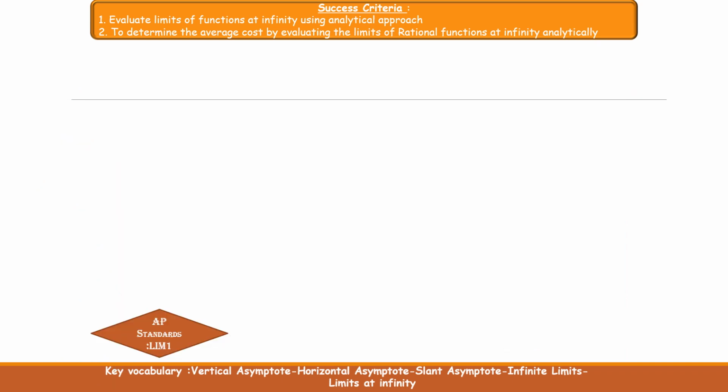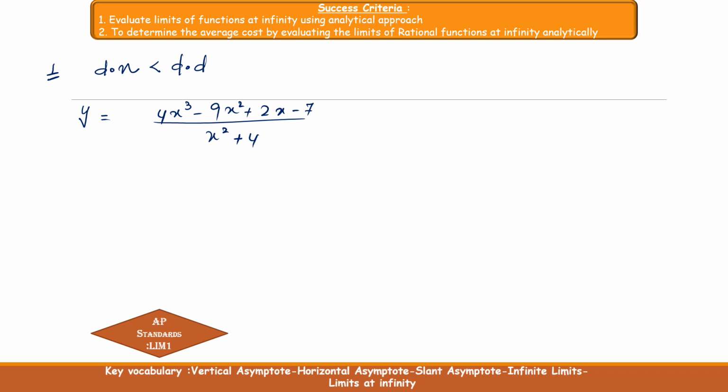Let's try to understand this horizontal asymptote by working through equations. So first case, let's suppose that the degree of the numerator is less than the degree of the denominator. What does it mean? Let's suppose I have an equation 4x cube minus 9x square plus 2x minus 7 divided by x square plus 4.